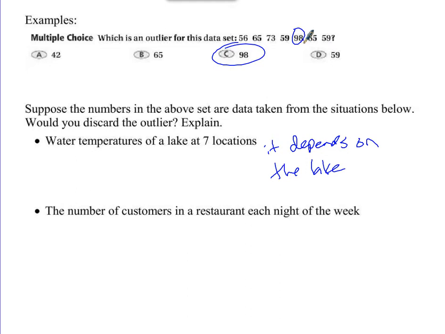Maybe there is a reason why this number right here is 98. But if this was a random Wednesday afternoon that we took that data, then maybe, yeah, we would discard that, because maybe a tour bus showed up or a motorcycle gang or something like that. Okay? So would we discard this one? No, we would probably not discard this one. And why not? Because the most simple explanation is Friday night. People go out to dinner on Friday night, so restaurants see a higher number of customers.